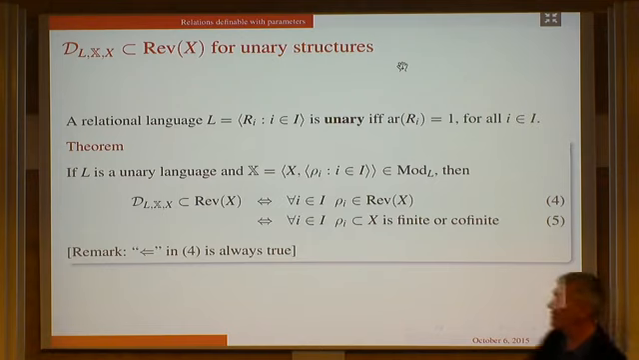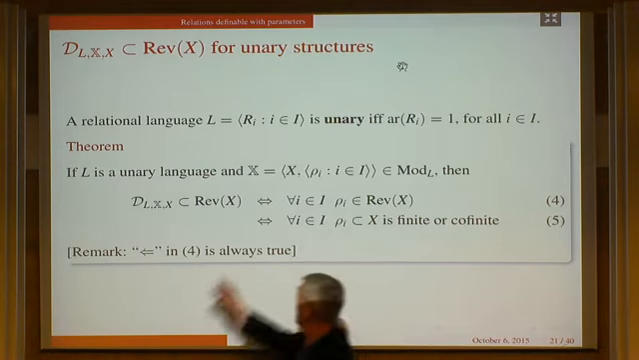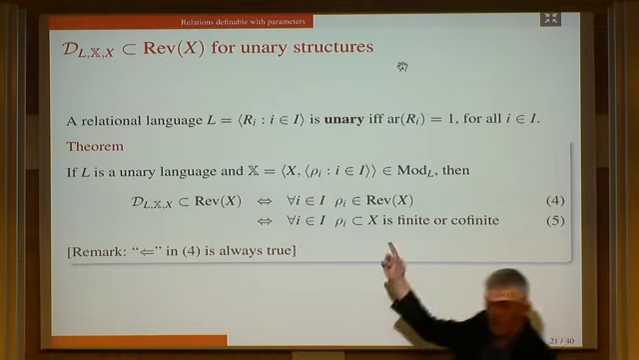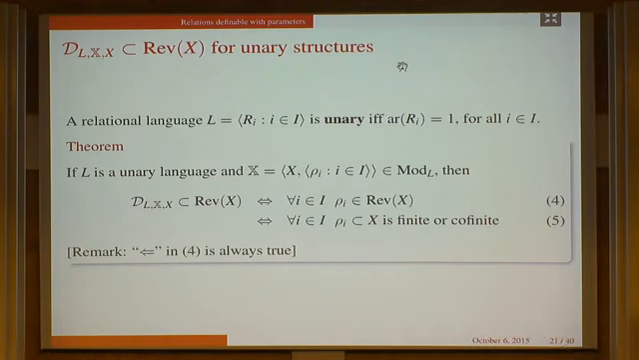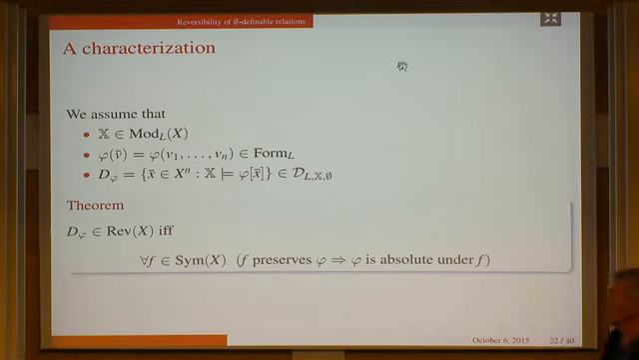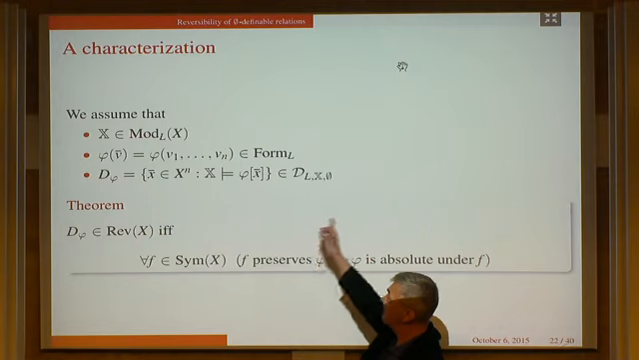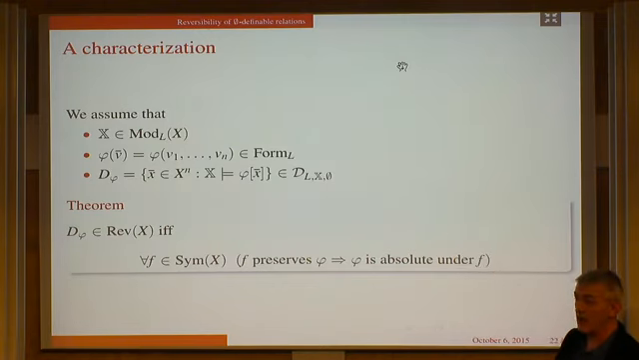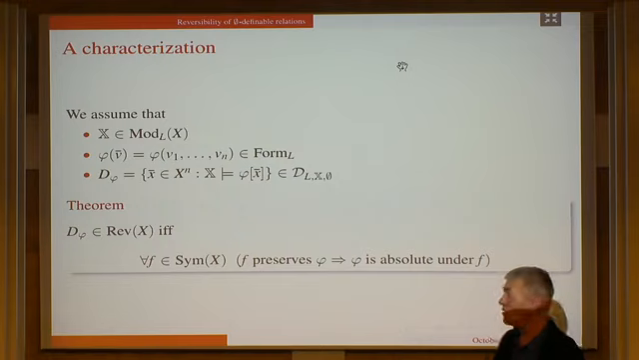One direction is trivial. If all of them are reversible, the structure is reversible. It is easy to prove. For the other implication, the previous theorem helps. You include some parameters and so on. Now we go to reversibility of relations defined without parameters. And now we assume that X is a model, that phi is a formula, and d phi is a set defined by phi. Without parameters, we don't have parameters anymore.